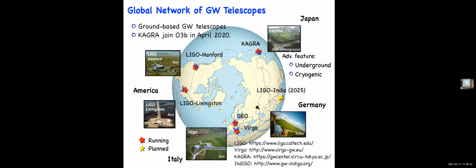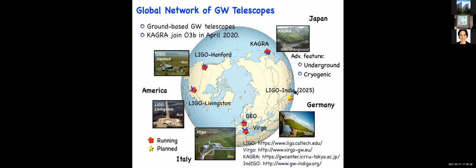In the future, the LIGO group wants to build a telescope in India, which I think is planned to work in 2025. So we can see that many telescopes are running and more are planned. For the good news, KAGRA joined the global observation schedule last April. So now there are five large-scale telescopes to detect gravitational wave signals.